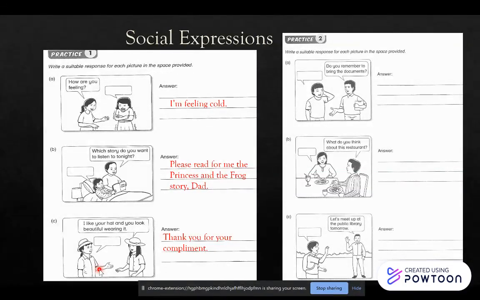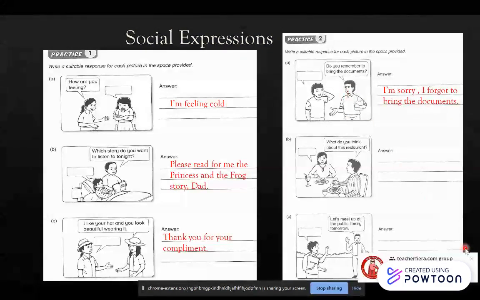Okay. So can I look at another example for you? The next example the teacher has for you here today is yet again another example. We have to identify who's the first person. Okay. Yes, this is the first person. This is the second person speaking. Do you remember to bring the documents? So what do you think is the answer? I'm sorry, I forgot to bring the documents. Okay, so you can say, I'm sorry. Why am I saying this answer?